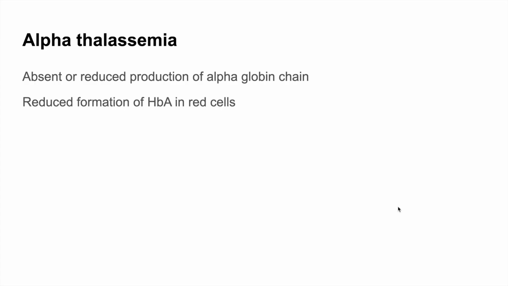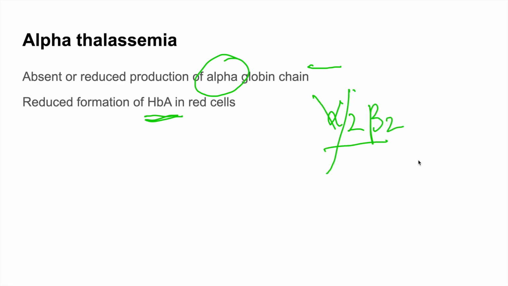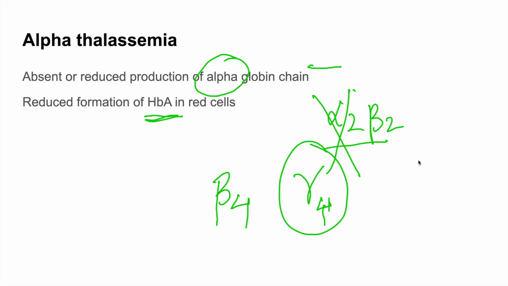Then going to alpha thalassemia. In alpha thalassemia, there is reduced production of alpha chains, and again there is reduced formation of HbA, because the alpha chain will not be there. Now beta is there. It can form a tetramer beta 4, or there can be formation of a tetramer of gamma. So this happens in alpha thalassemia. We'll study this later on.